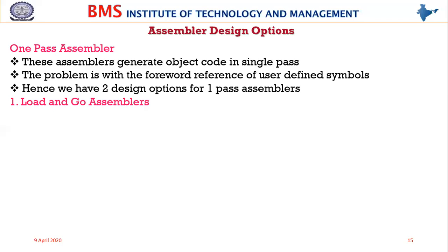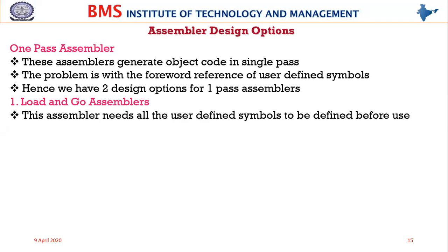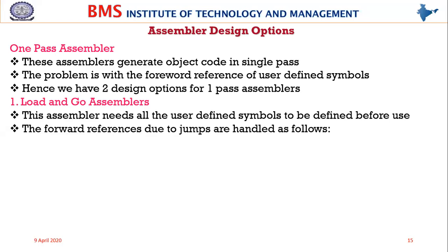One type of one-pass assembler we call load and go, which is like an interpreter. The entire program is brought into memory. It will be assembled, and it will be executed. So it's like an interpreter, not like a compiler, which is going to write it out. This assembler needs all the user-defined symbols to be defined before use.